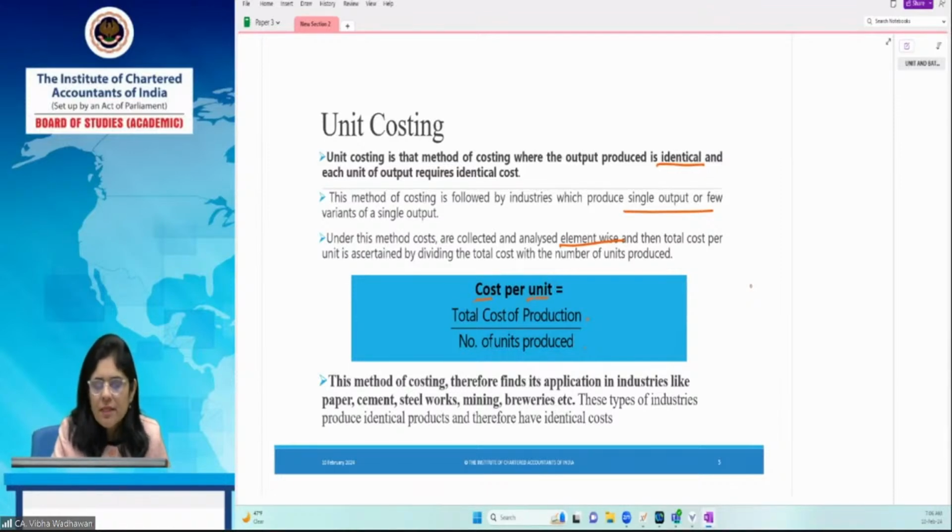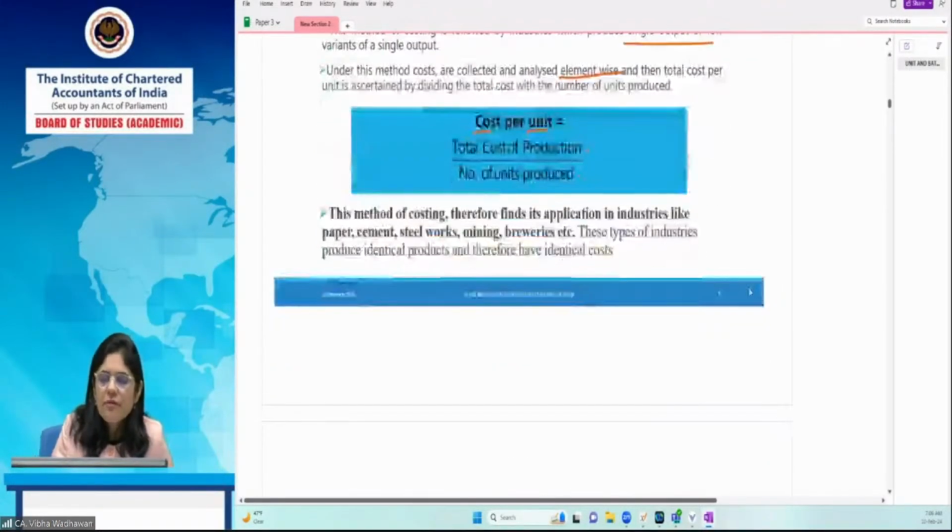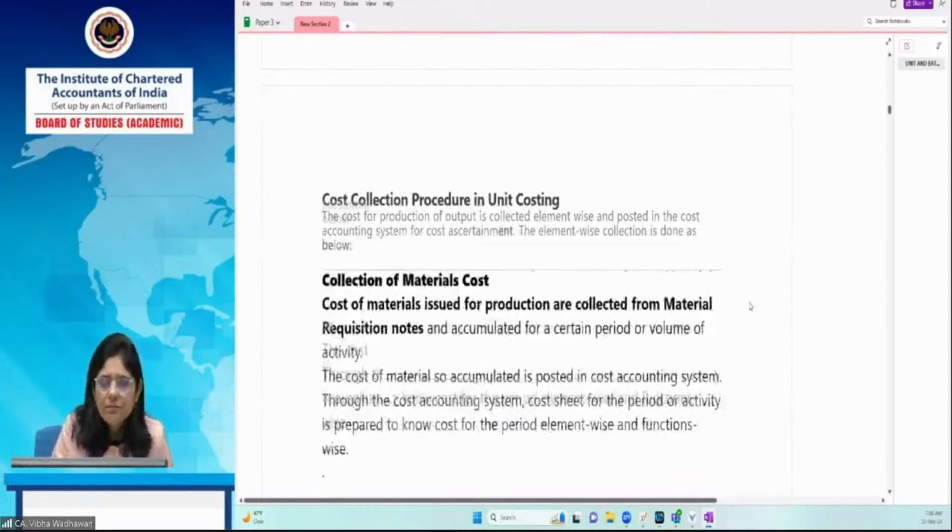Clear? This method of costing finds its application in industries like paper, steel, mining, breweries, where basically all the products are identical. These types of industries produce identical products and have identical cost.